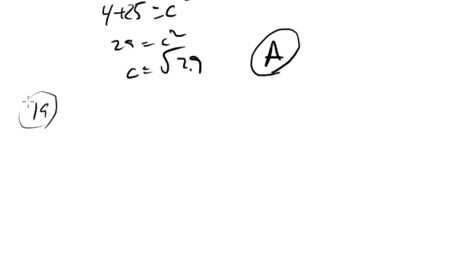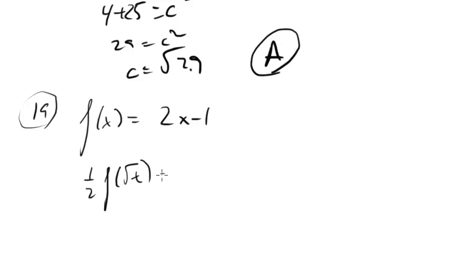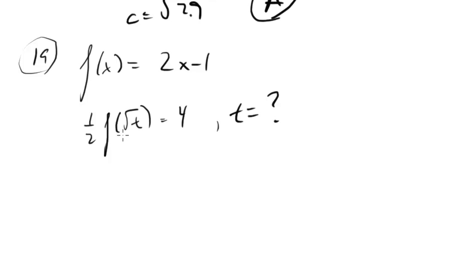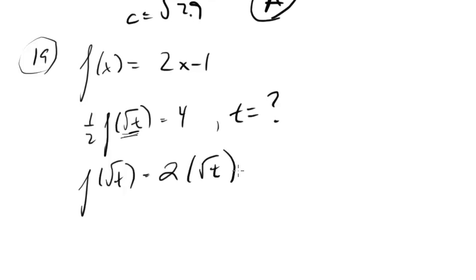19. Let the function f be defined by f of x equals 2x minus 1. If 1/2 f of root t is 4, what is t? Well, let's just go ahead and plug in for the functions. We know f of x is 2x minus 1. We want to know f of root t. We'll plug in root t wherever you see an x. That'll be 2 times root t minus 1.